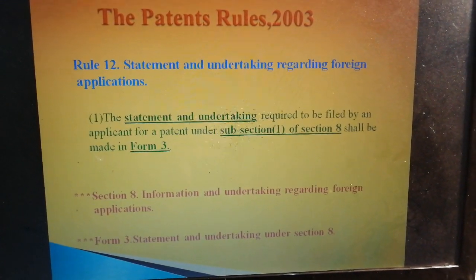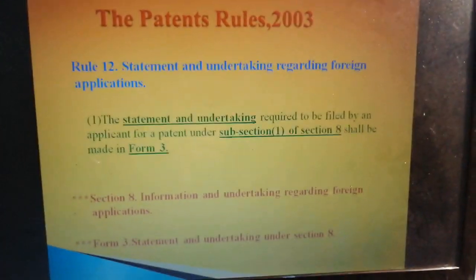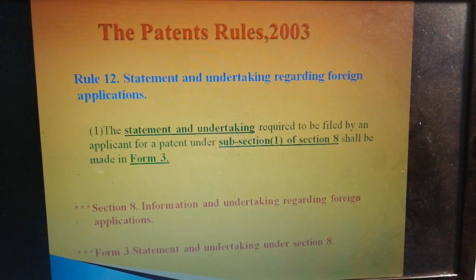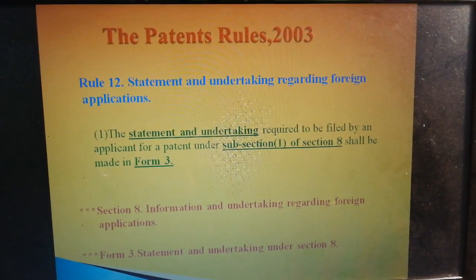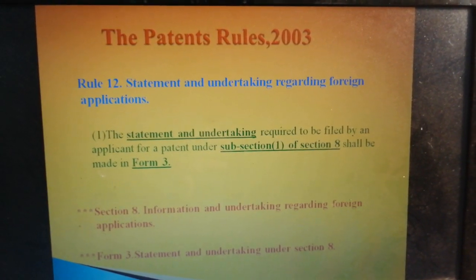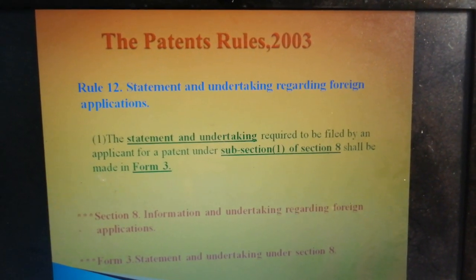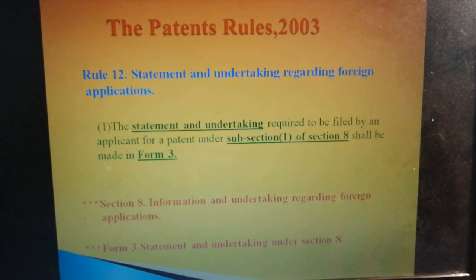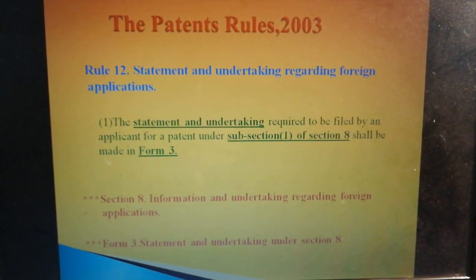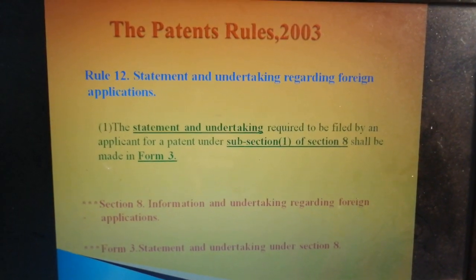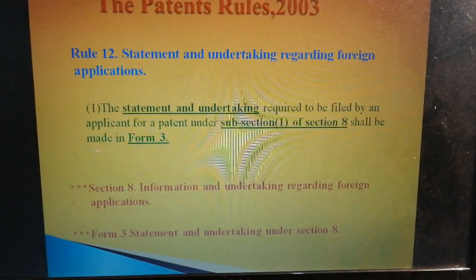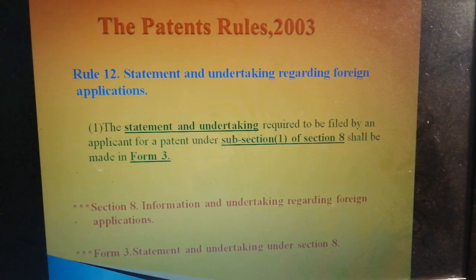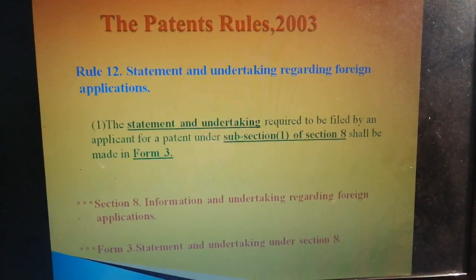Sub rule 1 says the statement and undertaking required to be filed by an applicant for a patent under subsection 1 of section 8 shall be made in form 3. This is quite clear from the underlined keywords. That means the statement and undertaking, as per subsection 1 of section 8, should be made in form 3, where section 8 has the title Information and Undertaking regarding foreign applications and form 3 is about statement and undertaking under section 8. So I think friends, this is quite clear. There is no need to explain further.